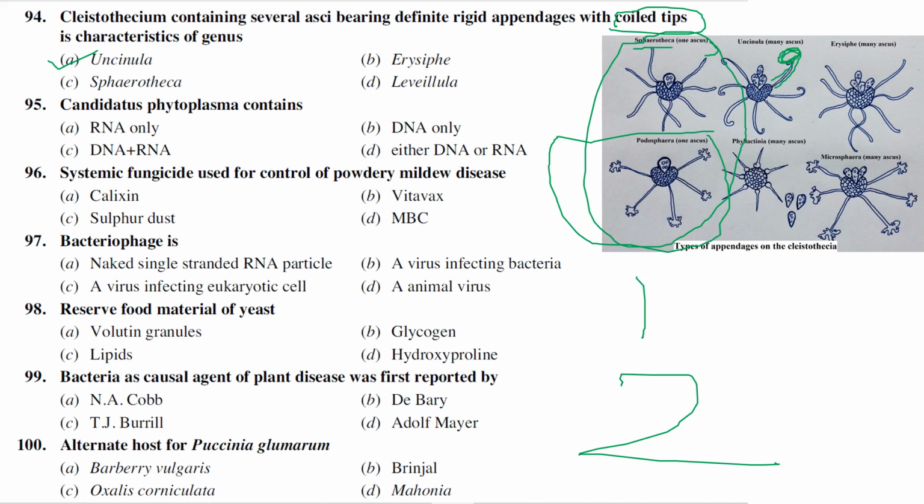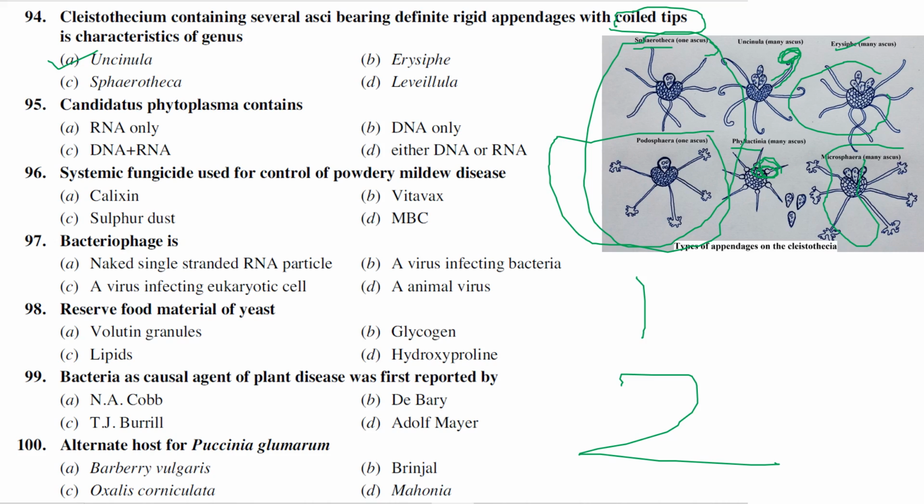Many asci with bulbous appendages: at the starting we can see a bulb-like structure, that is called a bulbous appendage. The example is Phyllactinia. Many asci with mycelioid appendages means Erysiphe. We can see branch-like appendages with many asci. Single ascus means Podosphaera. Many asci means this Microsphaera. These are all the easy things for identification.